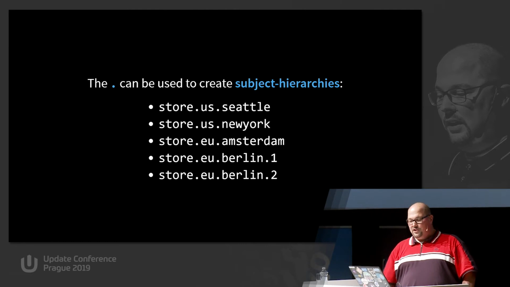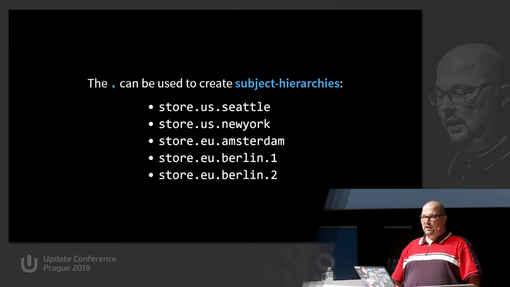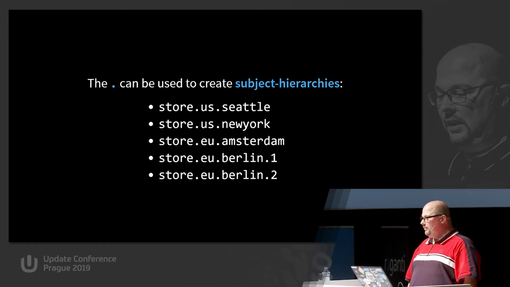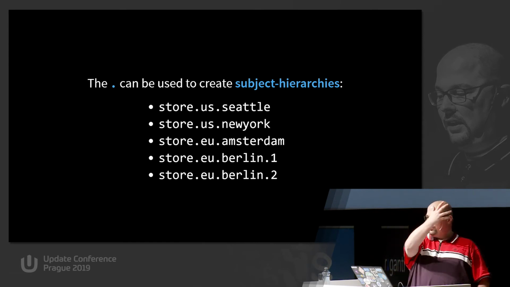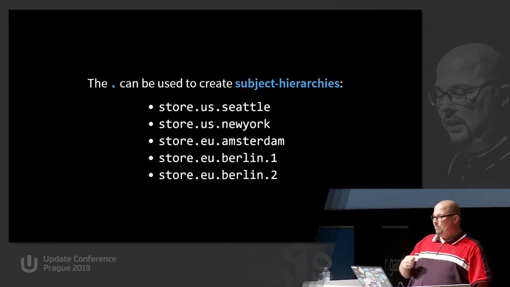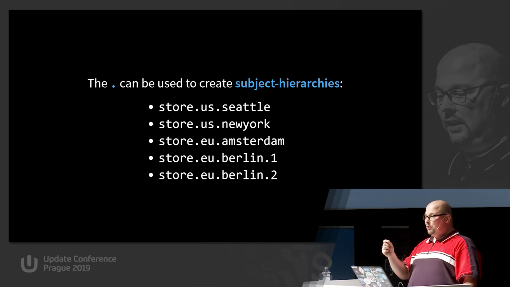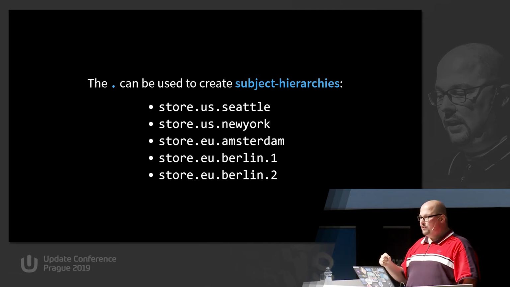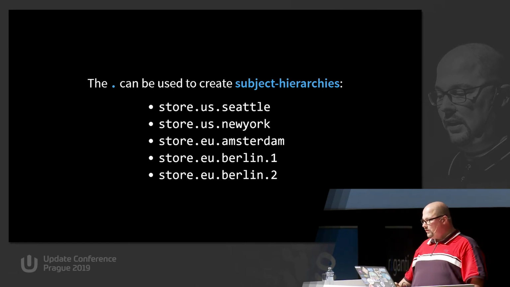And like I said, this period is a special character because you can basically create subject hierarchies. So for instance, if I have a couple of stores, a couple in the US and a couple in Europe, I could create this type of hierarchy. And now I can send messages to a specific store in Seattle in the US, or the first store in Berlin in Europe, for instance. So you have some addressing going on, but this is purely on subjects.